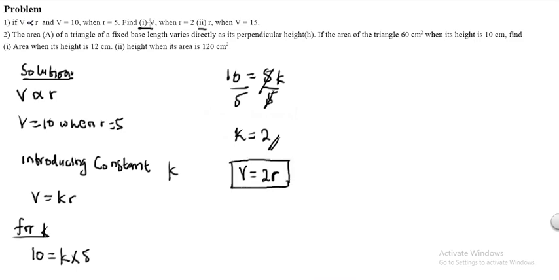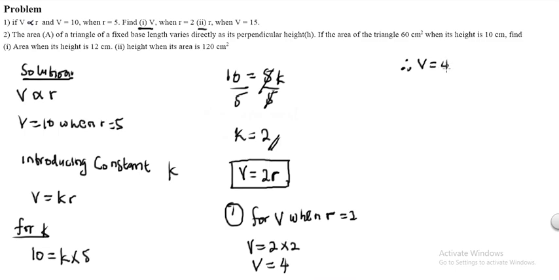Now for the first question, I'm going to find V when R is equal to 2. So for number 1, for V when R is equal to 2, what I'll simply do here is that since I have my equation ready, I'll simply plug in my 2 inside my equation. So this will be V is equal to 2 times 2. Then V is equal to 4. Therefore, V is equal to 4 when R is equal to 2.